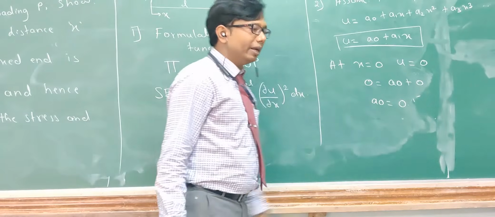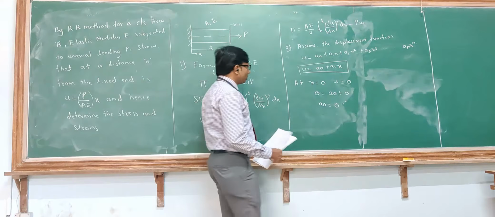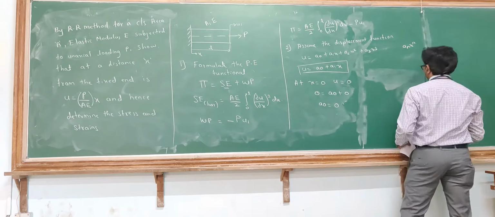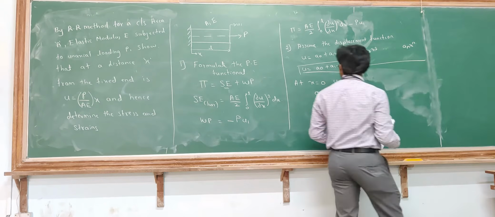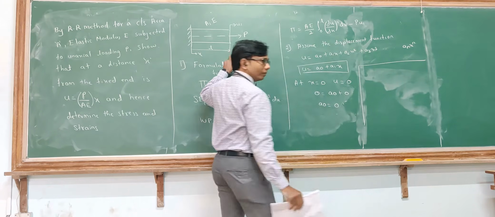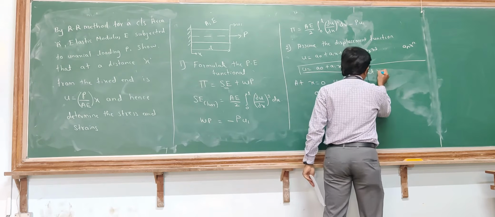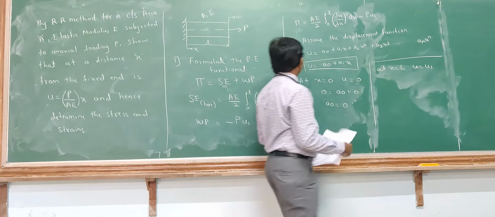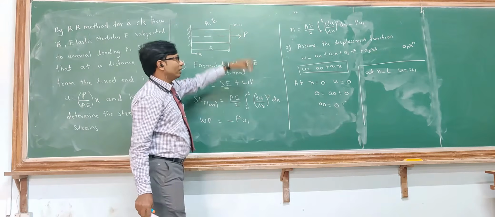A0 is getting eliminated and you got the value of A0 as 0. So next, I will try to apply one more boundary condition, that is at x is equal to L. At x is equal to L, what is the value of u? u is u1. Already we know that u has a certain displacement which we call u1.